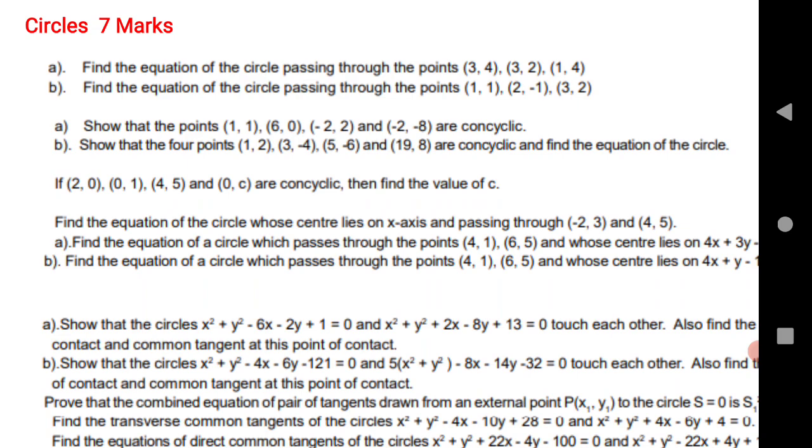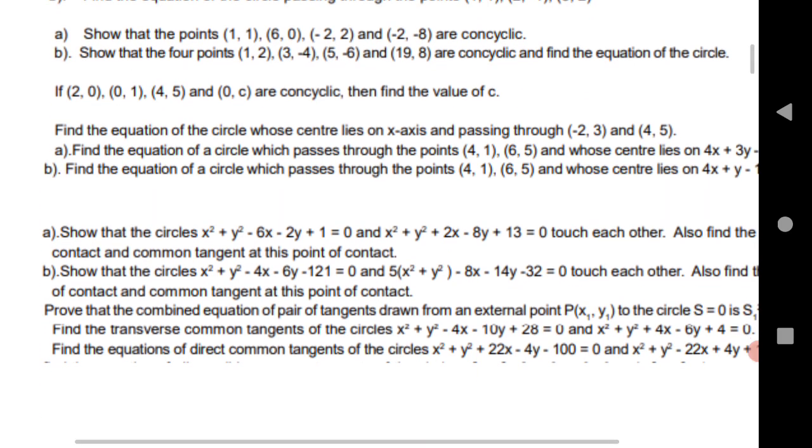You know that whenever the examiner asks a question about concyclic, they will give 4 points. You have to find out whether the fourth point lies on the circle through the 3 points or not. Next is show that the 4 points are concyclic, find the equation of the circle. Next is if (2,0), (0,1), (4,5), (0,c) are concyclic, find the value of c. This is a very important question. 3 points, 4 points, concyclic and find the value of c, these are very important questions.